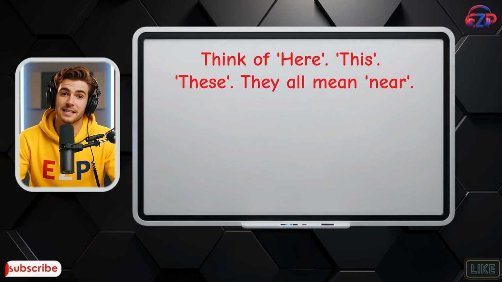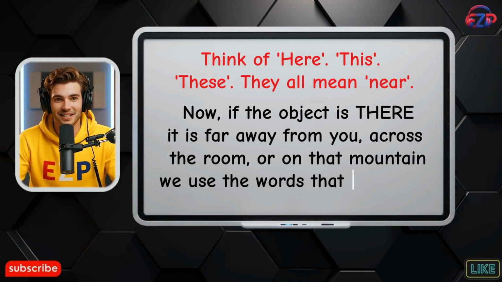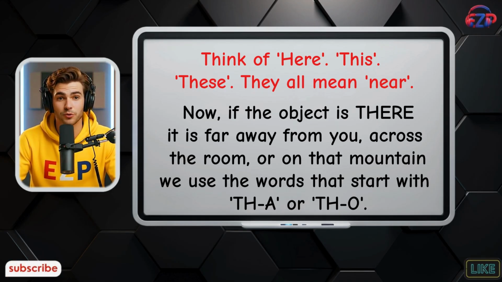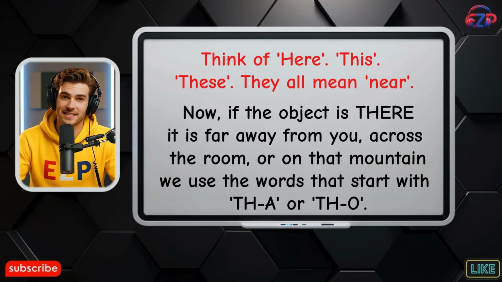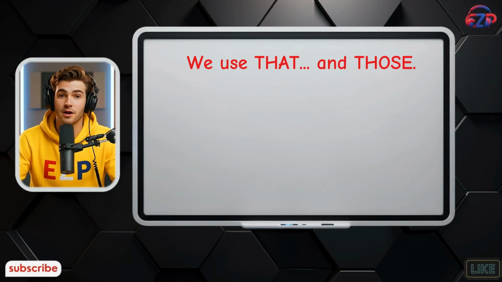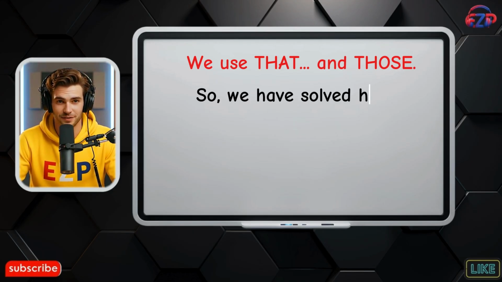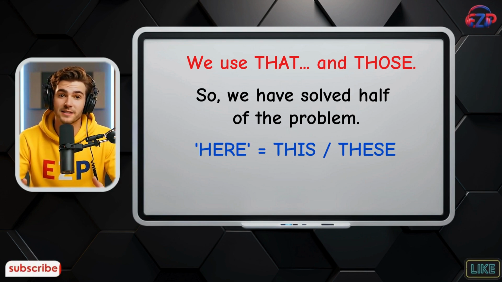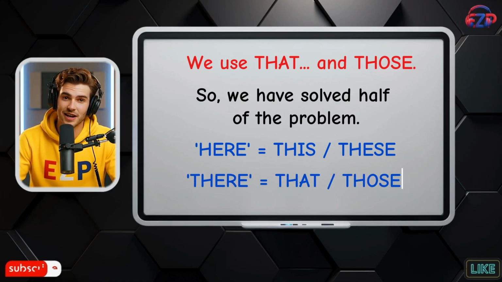They all mean near. Now, if the object is there, it is far away from you, across the room, or on that mountain, we use the words that start with THA or THO. We use that and those. So we have solved half of the problem. Here equals this or these. There equals that or those.